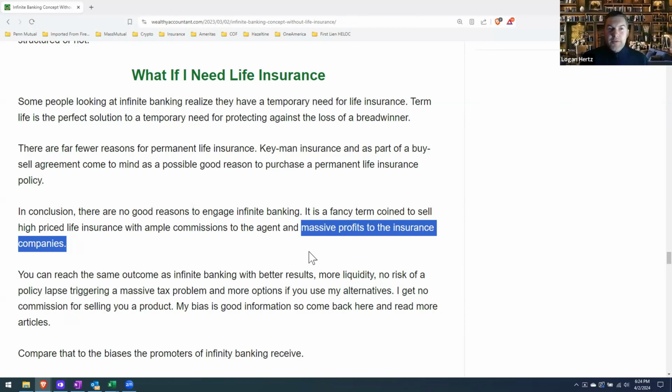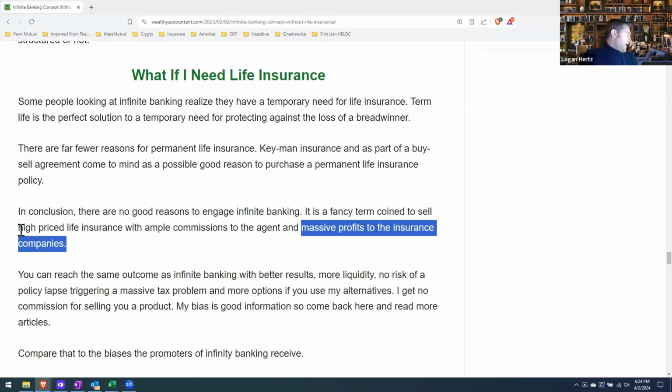Well, if you have participating whole life with a mutual company, guess who shares in the profits? You do. That's where that dividend comes from. So if that insurance company massively profits, you do too. That's a good thing, right? Yep. It's a win-win scenario.